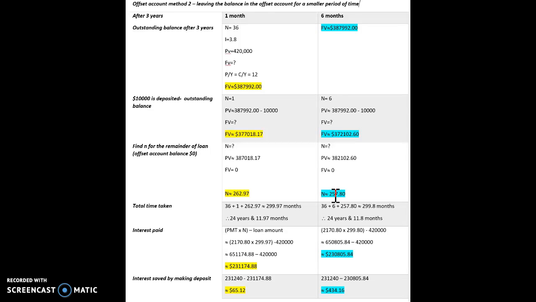Nice, easy steps. So then the total time was the first 3 years, 36, the extra 6 months, because this is how long the offset account was in for here, and then how long it took to finish this off, total that up, convert it over, work out how much interest you paid, work out how much interest you saved.